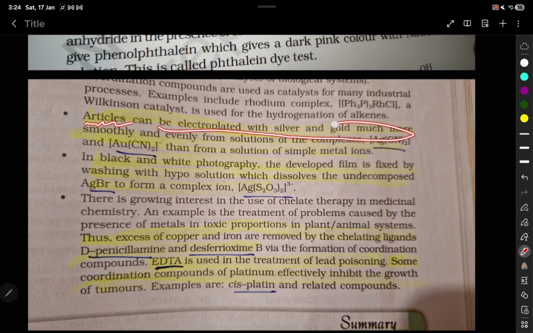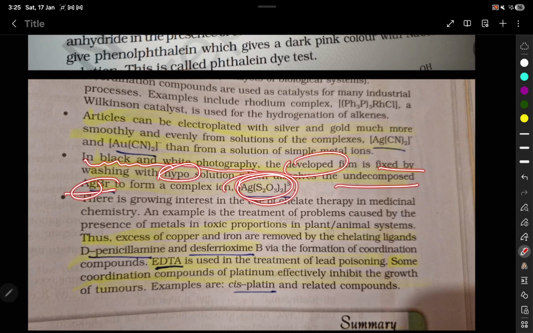Articles can be electroplated with silver and gold much more smoothly and evenly with the formation of these two complexes, Ag(CN)2 and Au(CN)2. And obviously there'll be CN twice because Ag complexes with two coordination number are very common. Like for example, you have Tollens' reagent also, Ag(NH3)2. Okay. In black and white photography, the developed film is fixed by washing with hypo solution, which dissolves the undecomposed AgBr to form a silver thiosulfate complex. It is very important. I'm telling you, it will come in JEE Mains 2026.